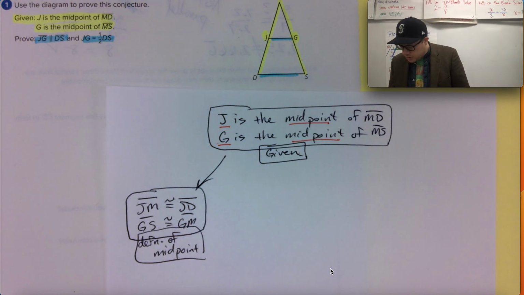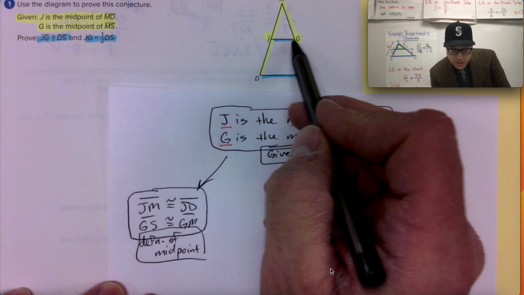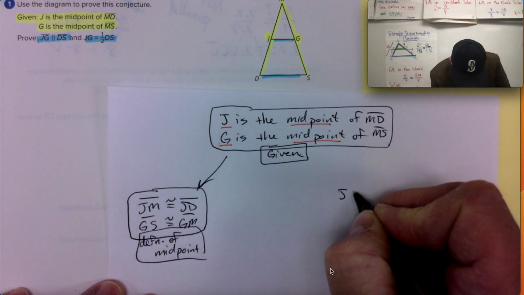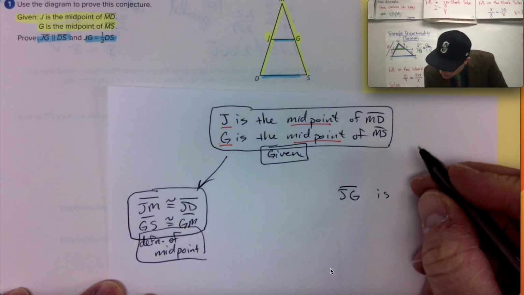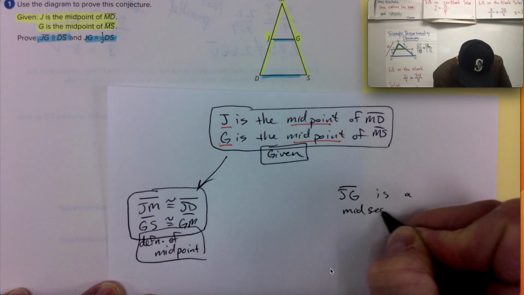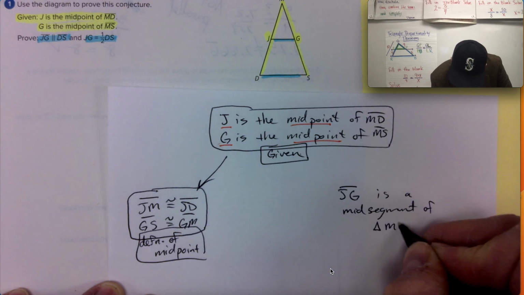Something else that I want to acknowledge is because of the way it was constructed, this is constructed to be a mid-segment. So JG is a mid-segment of triangle MDS.